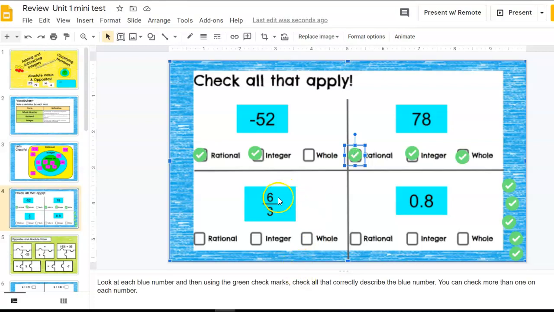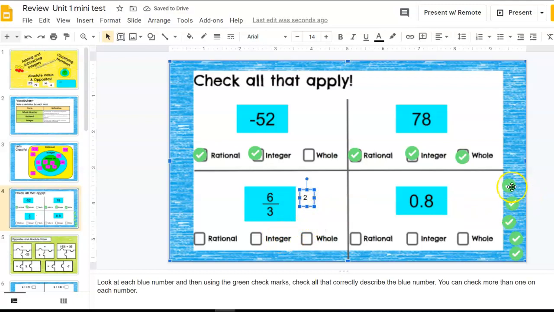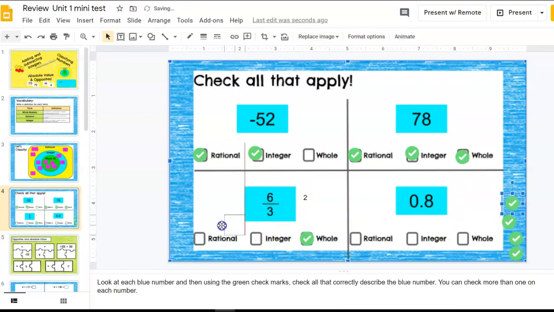Six-thirds. This is 6 divided by 3. 6 divided by 3 is really 2. So that is really 2. 2 is a whole number. So that means it is going to be all 3. Decimal 8. 8/10 is a rational number. It cannot be an integer because it is a decimal number.